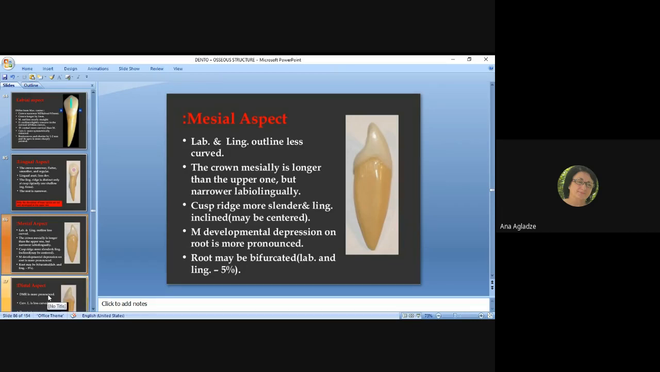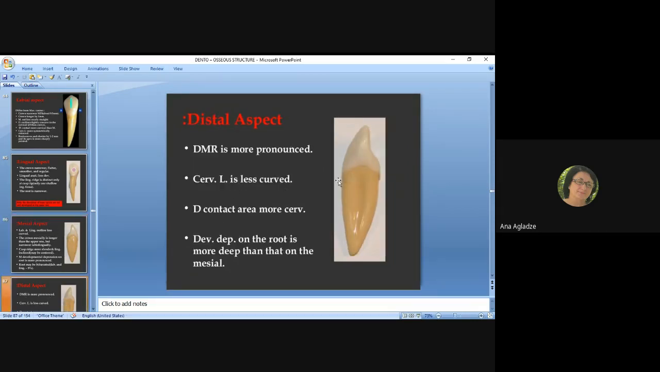And you can see here the mesial aspect, this developmental depression on the root is deeper and well developed, and the distal contact area is more cervical. This distal area is more pronounced. Cervical line is less carved.